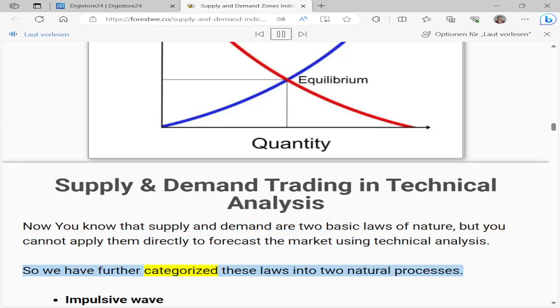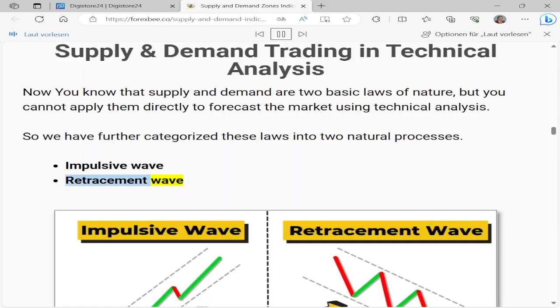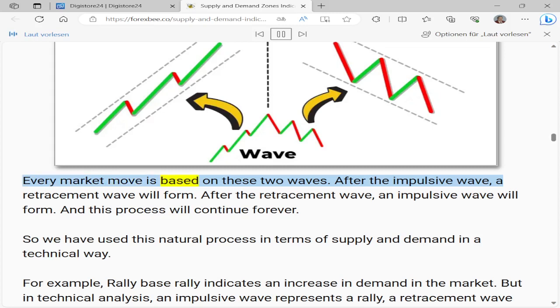So we have further categorized these laws into two natural processes: impulsive wave and retracement wave. Every market move is based on these two waves. After the impulsive wave, a retracement wave will form. After the retracement wave, an impulsive wave will form. And this process will continue forever. So we have used this natural process in terms of supply and demand in a technical way.